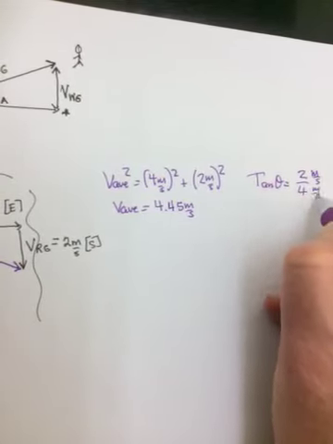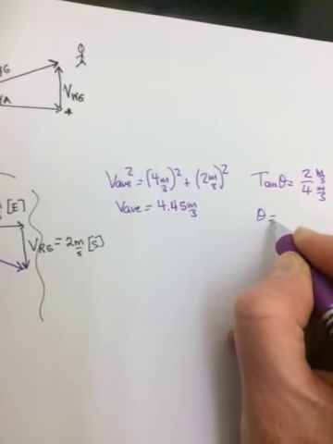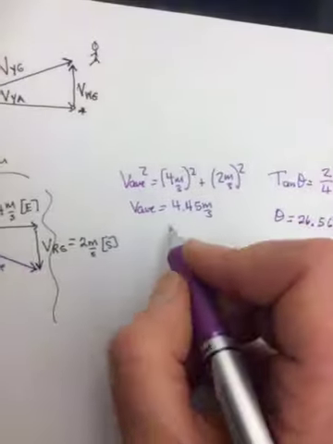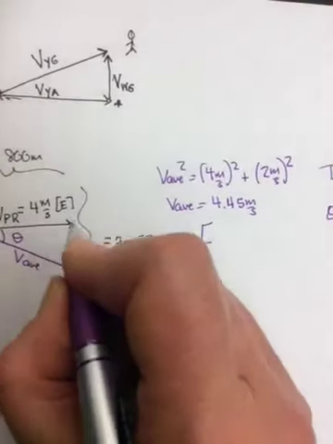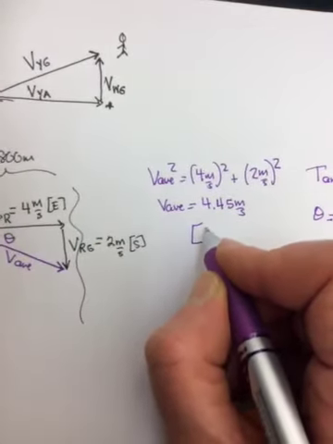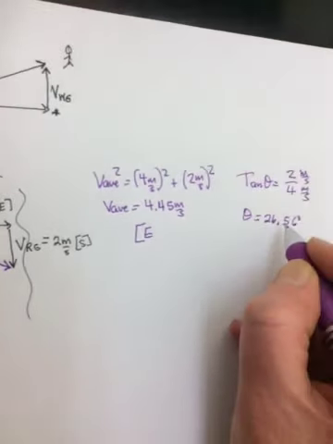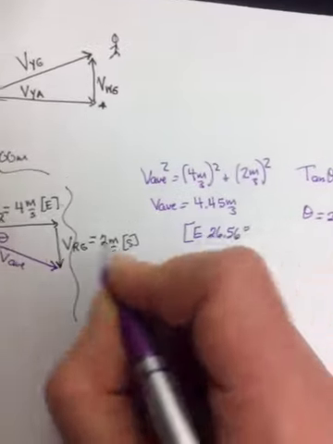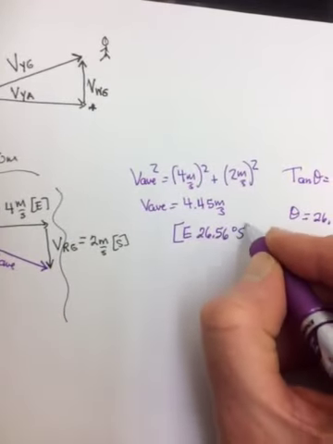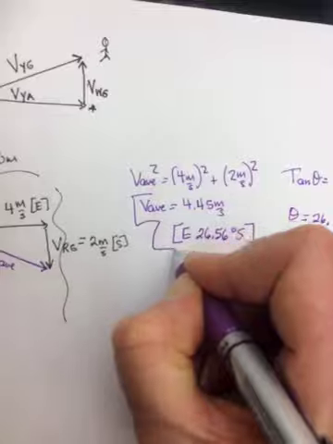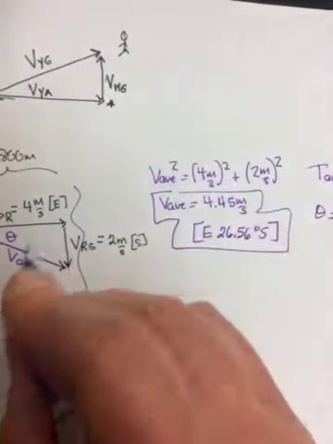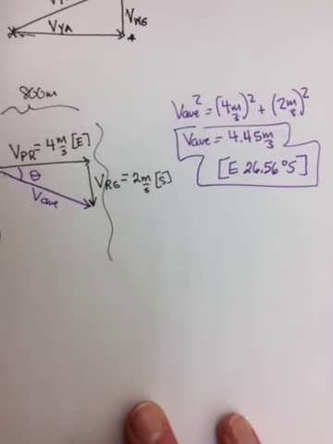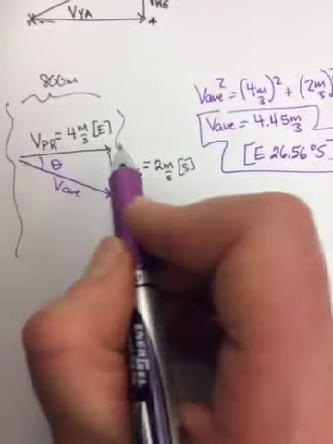Opposite over adjacent. And when you do that, you get a theta of 26.56 degrees. So the final answer then would be 4.45 meters per second east, 26.56 degrees. Which way did you end up being pulled? South. So this is your final velocity with respect to the shore, even though you were trying to aim straight across.